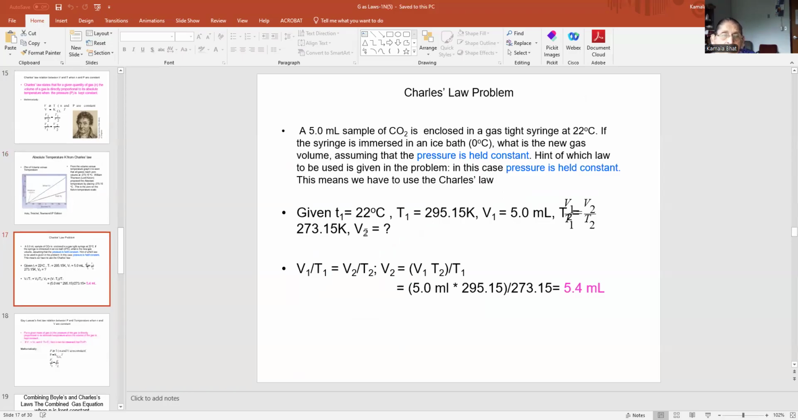Now, again, an example of a problem based on Charles' law. We're given a 5 ml sample of carbon dioxide enclosed in a gas-tight syringe at 22 degrees.